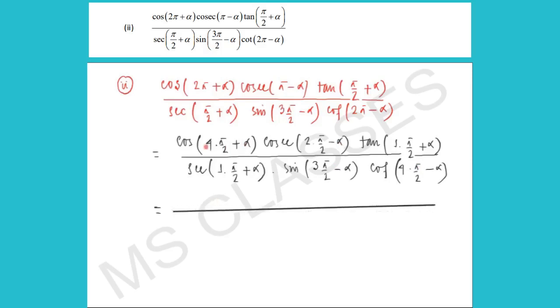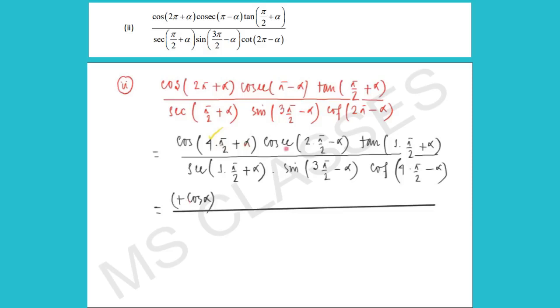First of all, it is cos 4 into pi by 2 plus alpha. So cos, even multiple, means it is cos alpha. Now, is it positive or negative? It is primarily in the first quadrant. 4 into 90 means it is a complete circle plus something. So this is positive. So we write here plus cos alpha.